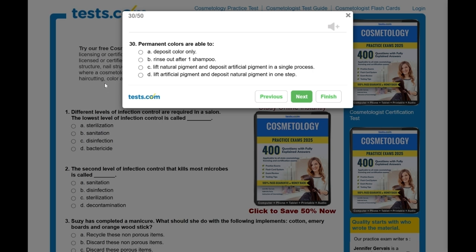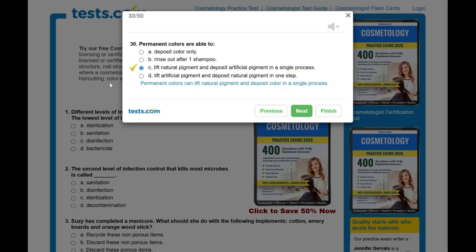Question 30. Permanent colors are able to A. Deposit color only. B. Rinse out after one shampoo. C. Lift natural pigment and deposit artificial pigment in a single process. D. Lift artificial pigment and deposit natural pigment in one step. C. Permanent colors can lift natural pigment and deposit color in a single process.